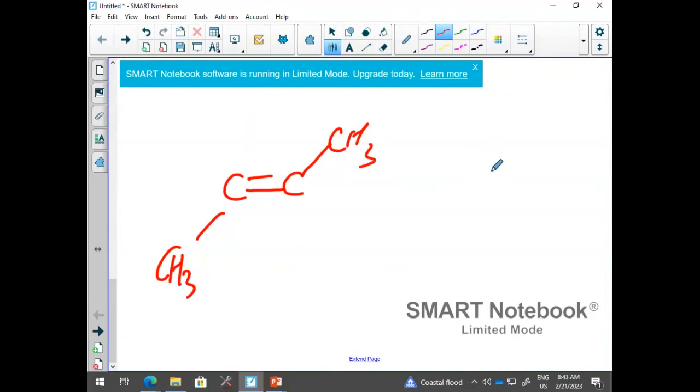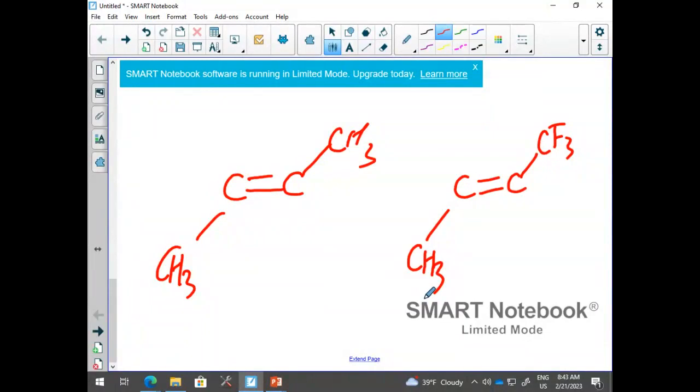On the other hand, if you have, say, this molecule, now what's the difference between the right-side one and the left-side one?